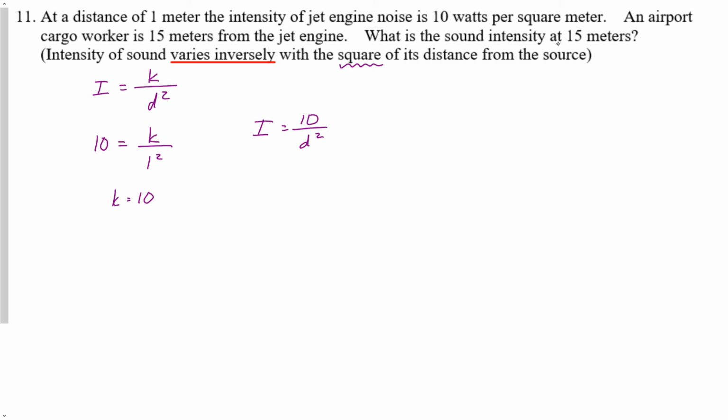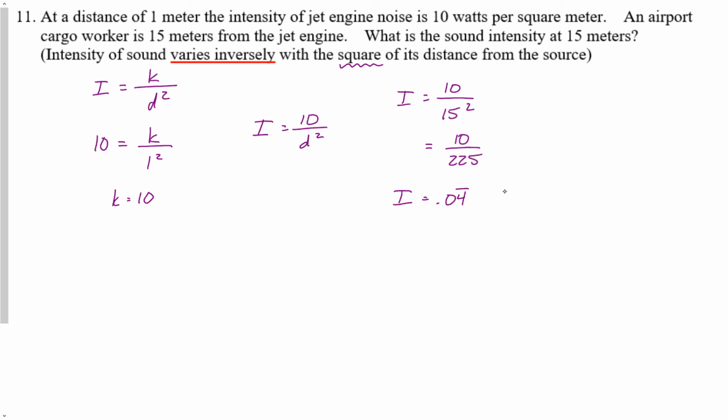Now that you have this equation, even though it's technically not one of your answers, you still need to have it to work with so that you can take that equation and plug in 15 for that distance. Remember, it is being squared. And now we just have to evaluate this. 15 squared is 225. So then if we were to take 10 divided by 225, we will get 0.04 repeating, or 0.044 if you'd like to round it to the nearest thousandth.